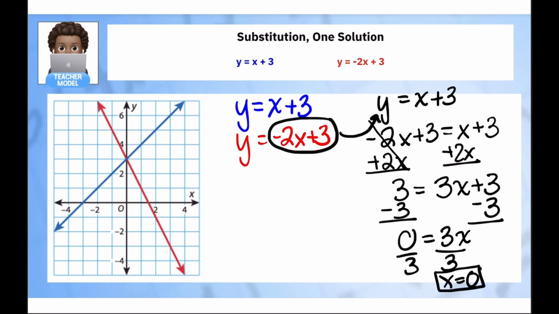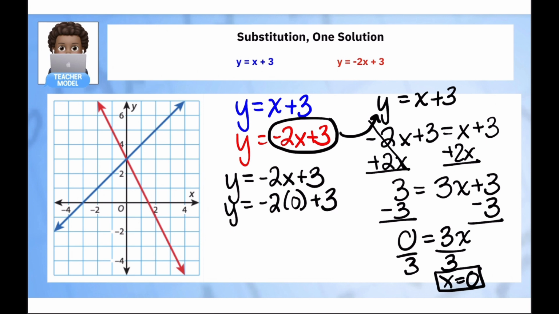Now that I have my x, I can use that information to sub in for y. So I'm going to go into my next equation, y equals negative 2x plus 3. And now I'm going to substitute x equals 0. So y is equal to 3. And there's my solution, 0, 3.